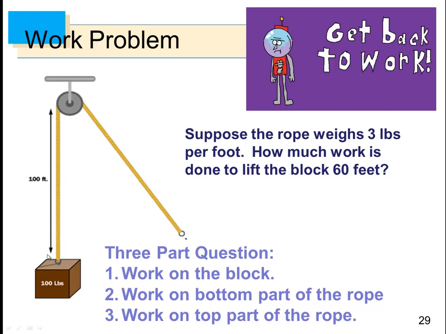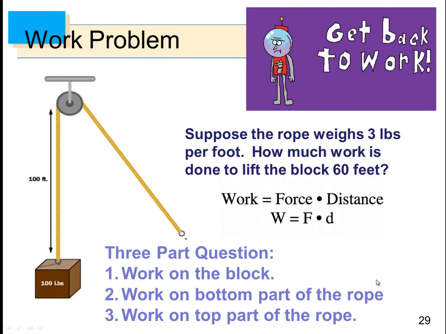Then we have the bottom part of the rope. A section of it is going to move, all of it's going to move 60 feet up. And then we have the top part of the rope, where it does not move the same length. The very top portion does not move the full 60 feet of work, because once we get it over that pulley, we don't have any more work of lifting it in the vertical direction. So we have three parts: the work on the block, the bottom part of the rope, and then the work on top of the rope. So that's what we got to play with.